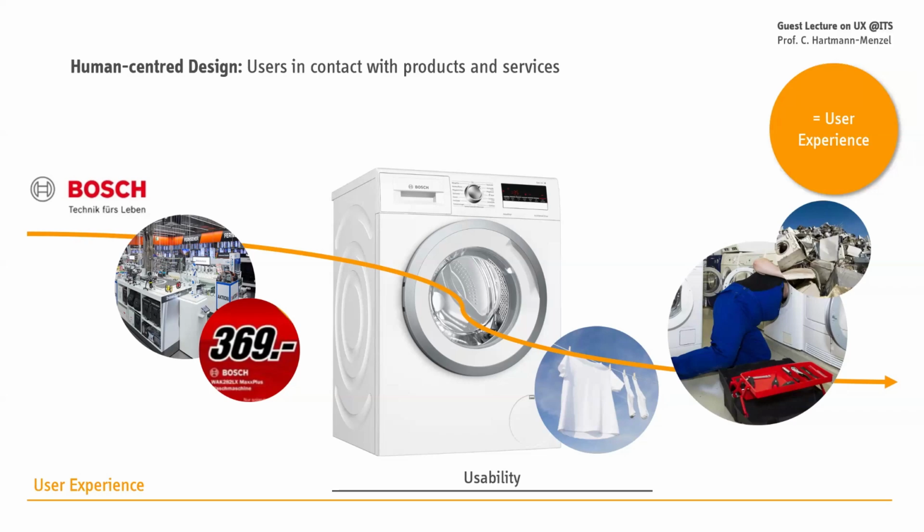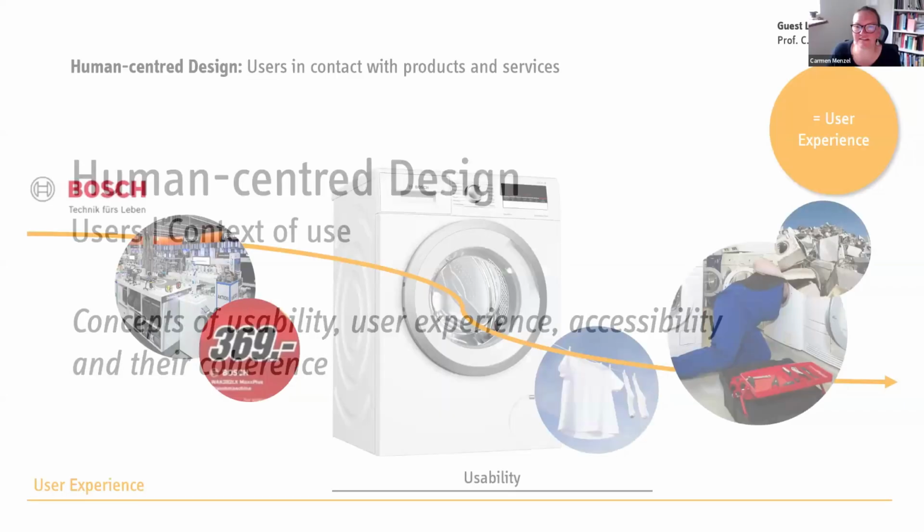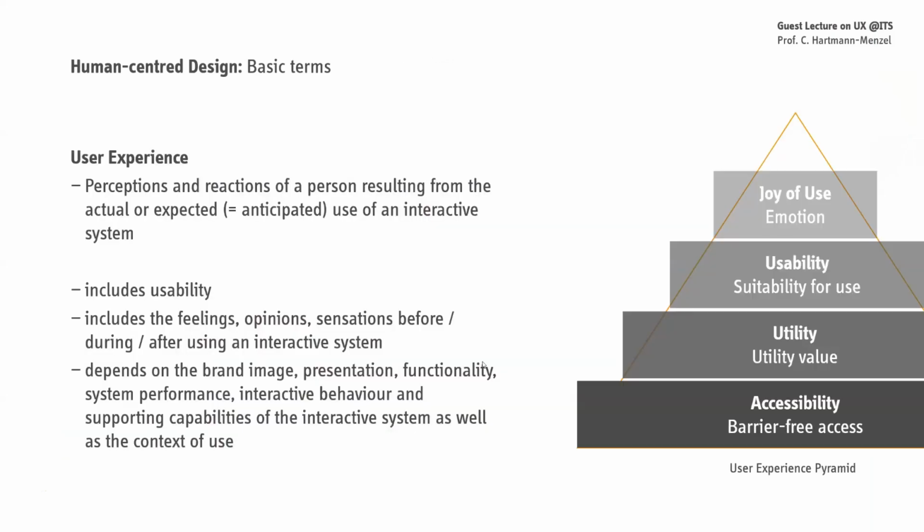Excuse me. Yes, sure. Sorry, can we go back to the pyramid? Yes. Joy of use, usability, utility, and accessibility. The pyramid before. Which layer of the UX pyramid do you think is the most critical in healthcare apps? In healthcare apps, the most critical one is accessibility. Yes, and usability. That depends, we will talk about this right away.